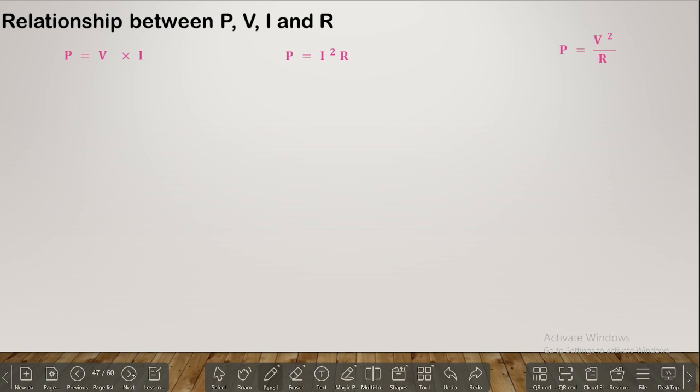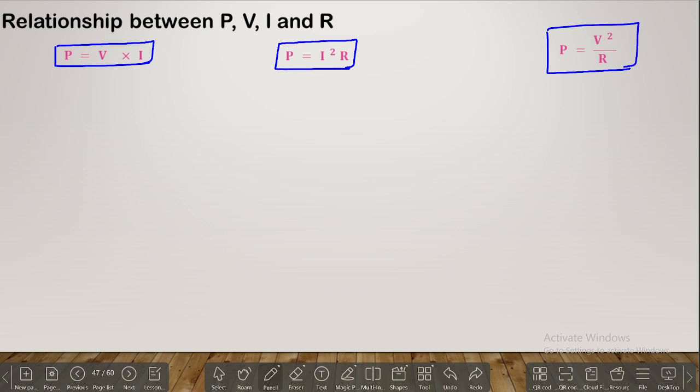The next one is the relationship between P, V, I and R. P stands for power, V stands for potential difference, I stands for current and R stands for resistance. What are the three relations? P is equal to V into I, P is equal to I square into R, and P is equal to V square by R.